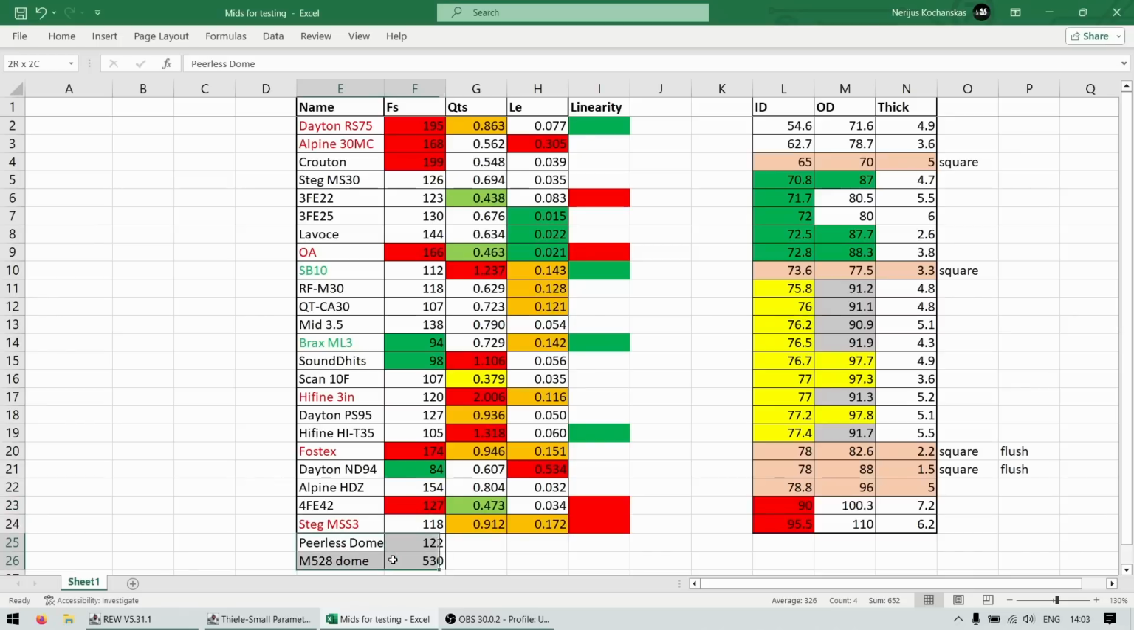Now I did add the dome, because people wanted to see how the domes perform. So the Peerless dome driver, the little one which costs like 7 pounds, has a very low FS, surprisingly, 122. And this is because I think it's not a real dome driver. It's a normal driver with a dome cone. So it's just a different shape cone, but it has a lot of Xmax, it has a good suspension, same as the others. However, there's the other one, the Chinese dome driver. It has an FS of 530. So I'm just going to show you.